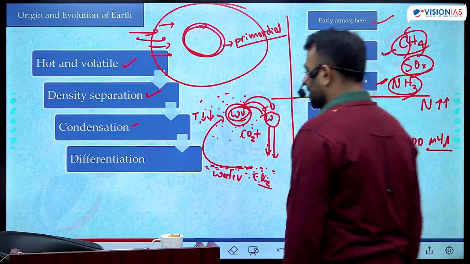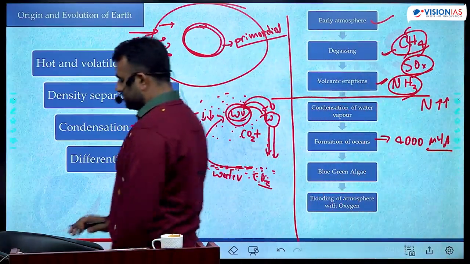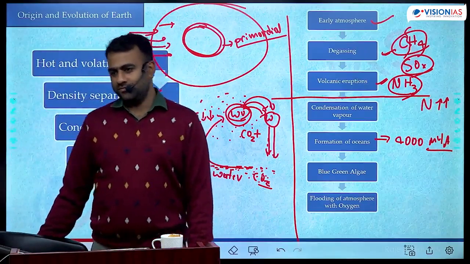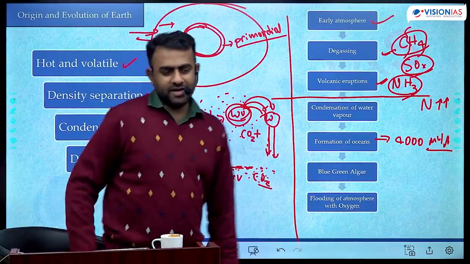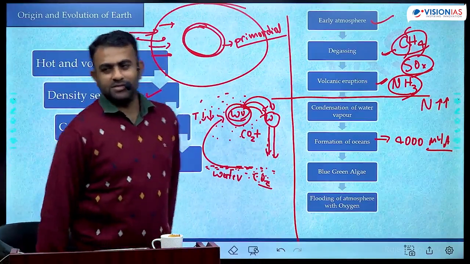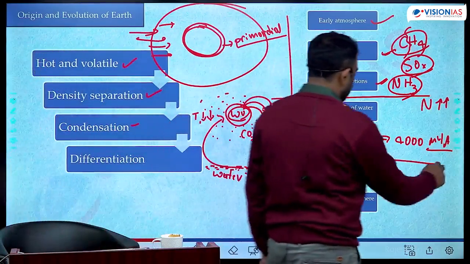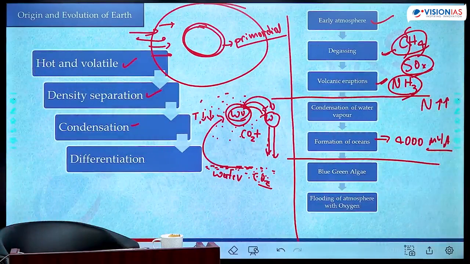Everything else decreased. Carbon dioxide decreased, water vapor decreased, methane decreased, sulfur decreased, and nitrogen remained. That is why right now we have 78% of nitrogen in the atmosphere. However, at this stage, the oxygen is still very, very less.